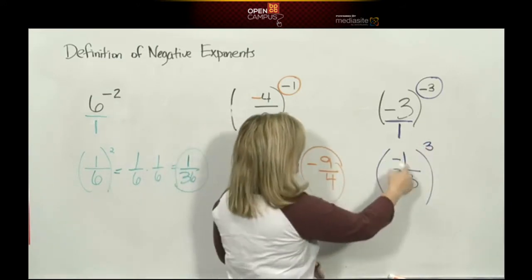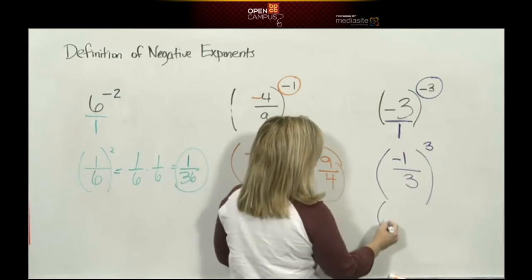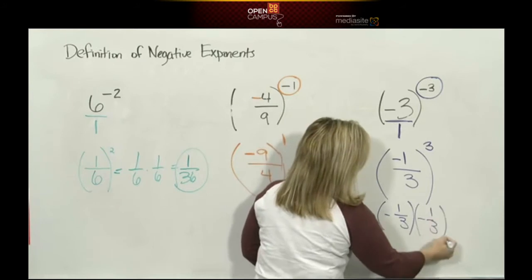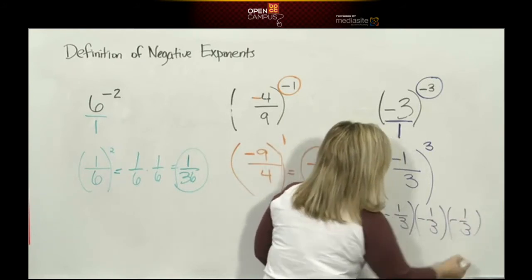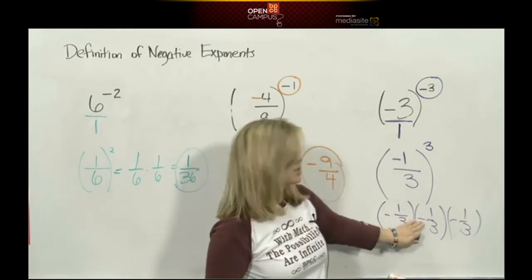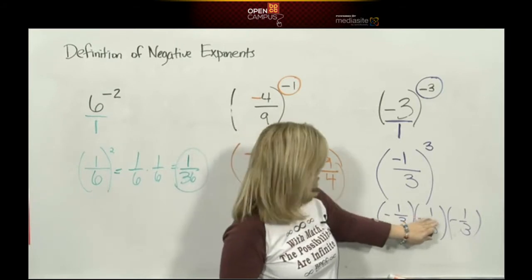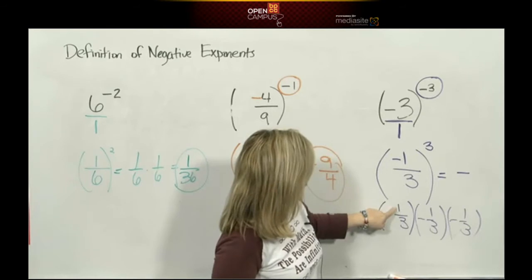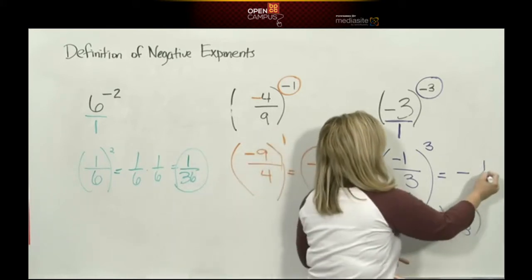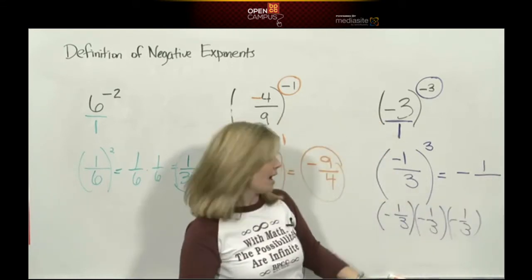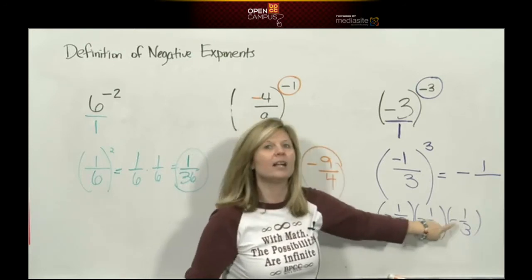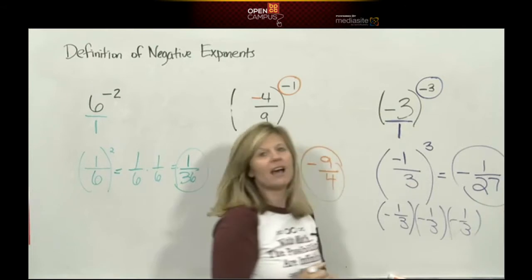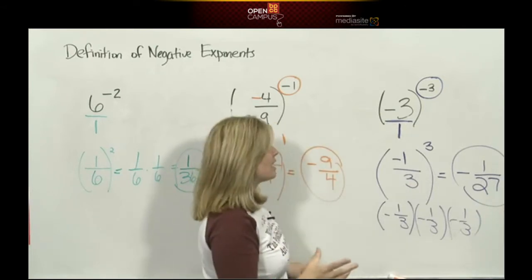This says take -1/3 and multiply it 3 times. So this is -1/3 times -1/3 times -1/3. And a negative times a negative is a positive. A positive times a negative would make a negative. Top times top. 1 times 1 times 1 will always be 1. Bottom times bottom. 3 times 3 is 9. 9 times 3 is 27. And that's where you get the value -1/27.